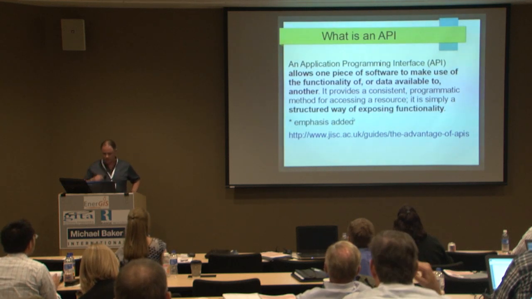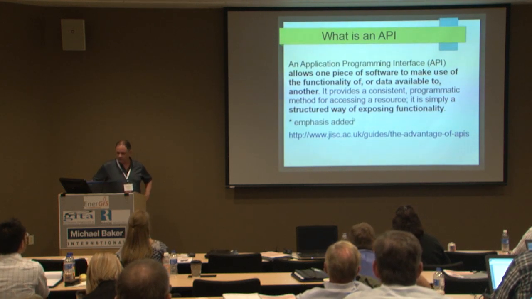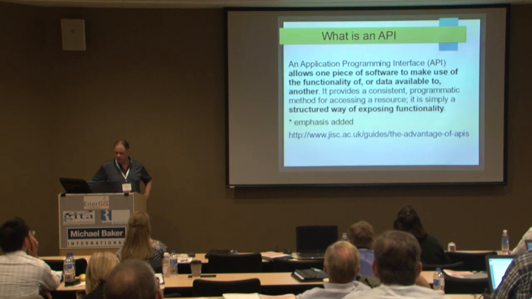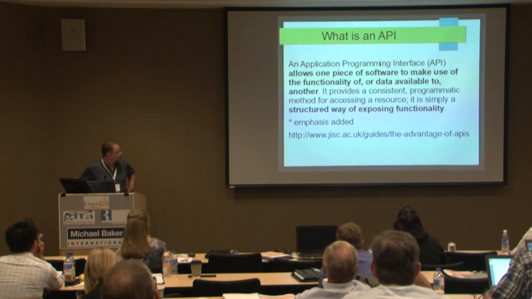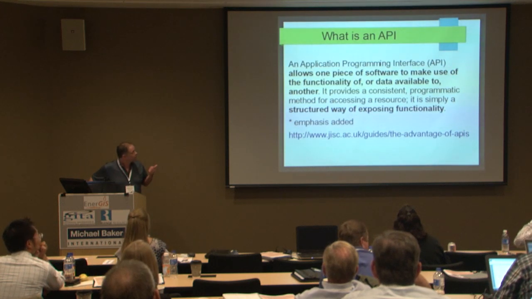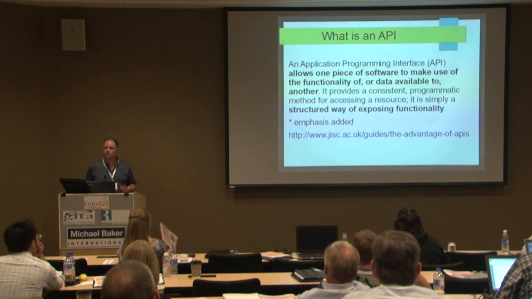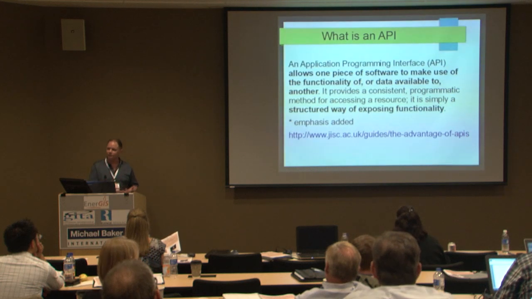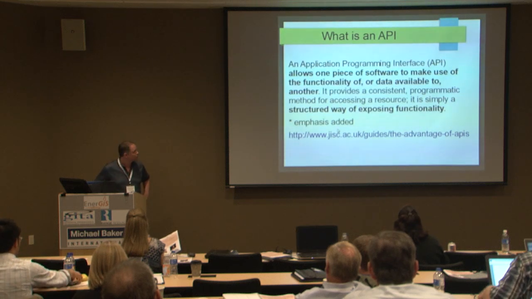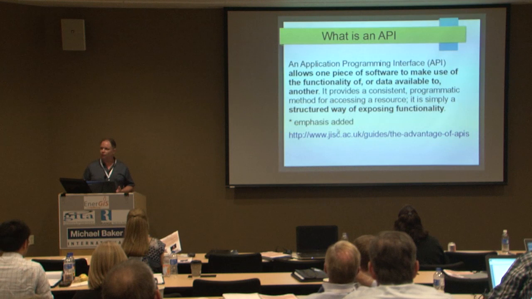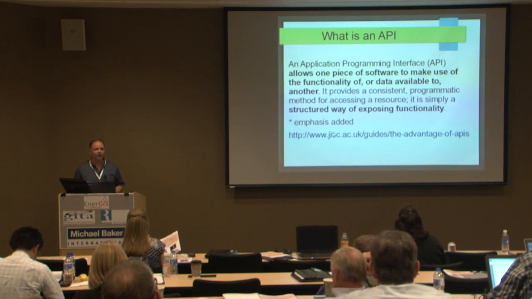I added the bold. So an API allows one piece of software to make use of the functionality of or data available to another. It provides a consistent programmatic method for accessing it. It's simply a structured way of exposing functionality. So the key here is it's a structured way to expose your data to any application. So instead of piecemealing it, where for each application you figure out how to access certain data, you have a strategy to access your data in general, and then you can use that in all situations. And it allows you to create something for one application and then use it in another that you never considered up front without really making any changes.